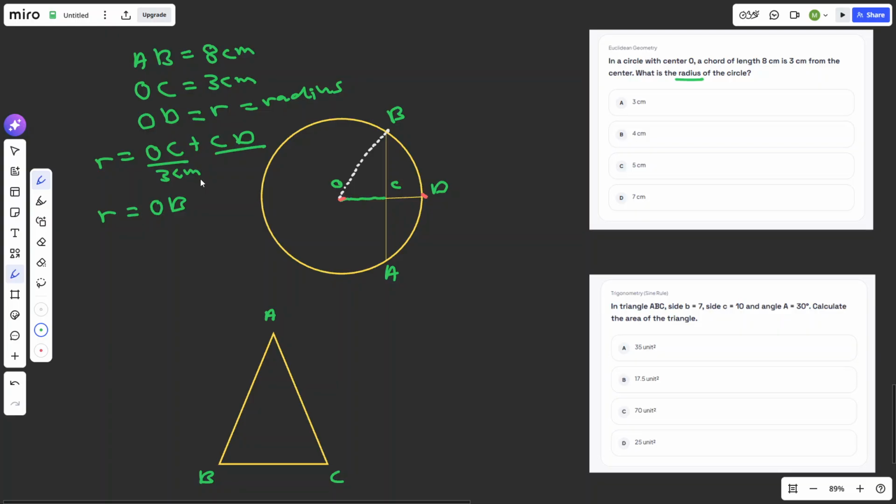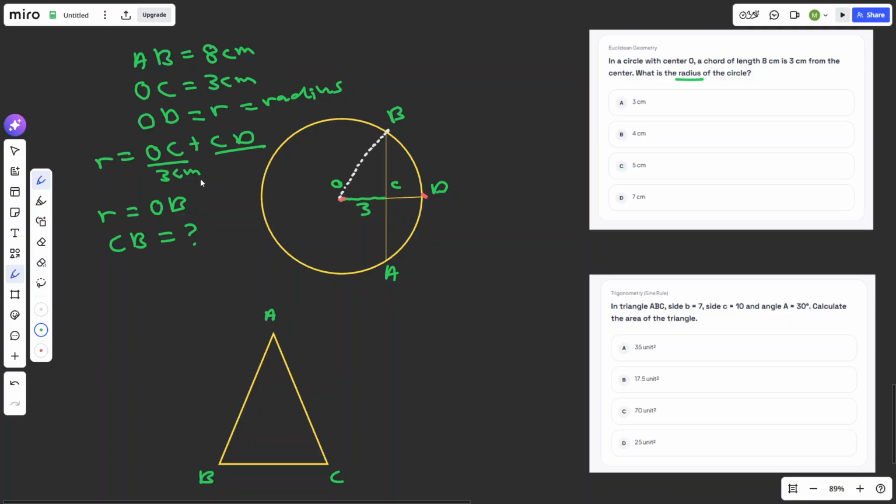So now let us quickly check here, right? You remember that OC is equal to 3, and AB, which is our chord, is equal to 8. But what if we can get the length from C to B? From C to B, what is it?